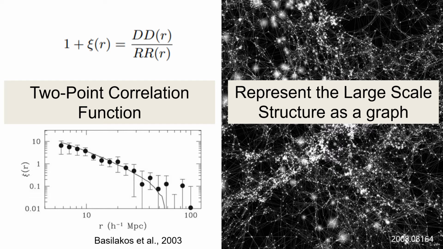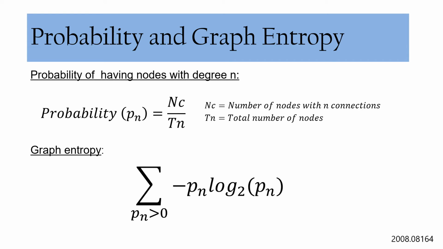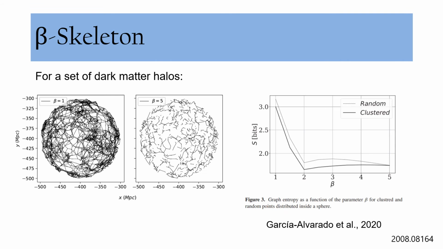To begin, we know that one of the main challenges in cosmology is to describe the distribution of matter on a large scale. For this, there are two mainly accepted methods. One is the two-point correlation function, and the other is the representation of the large-scale structure as a graph. We're going to use the latter one. For this, we use the graph entropy from information theory that has this form and uses the probability shown above that involves the number of nodes from the graph that we are going to use.